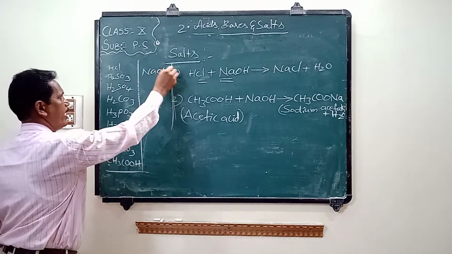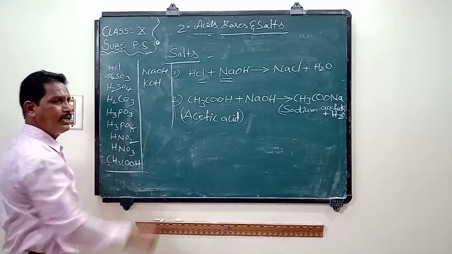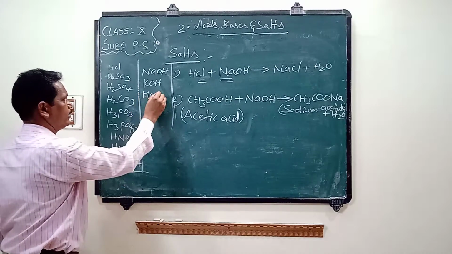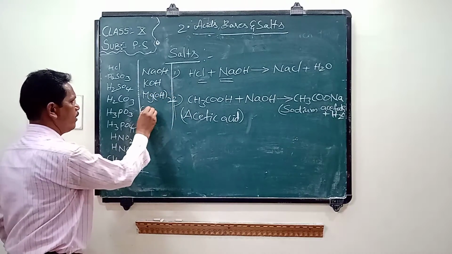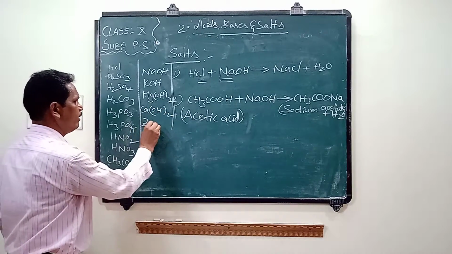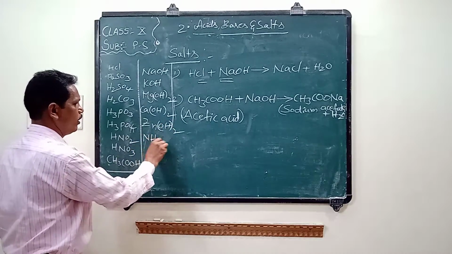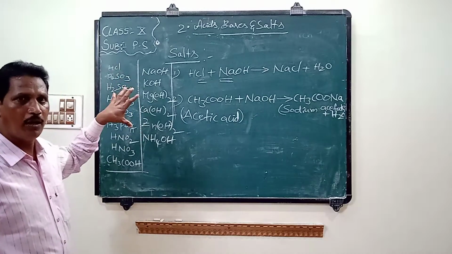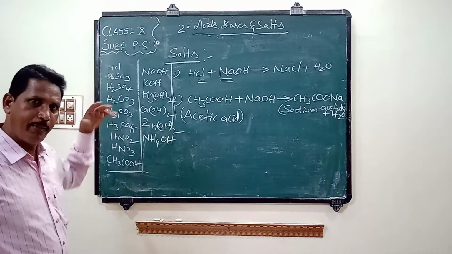NaOH, sodium hydroxide, KOH, potassium hydroxide, Mg(OH)2, magnesium hydroxide, Ca(OH)2, calcium hydroxide, Zn(OH)2, zinc hydroxide, and NH4OH, ammonium hydroxide. These are all some examples of bases. All hydroxides are called bases.